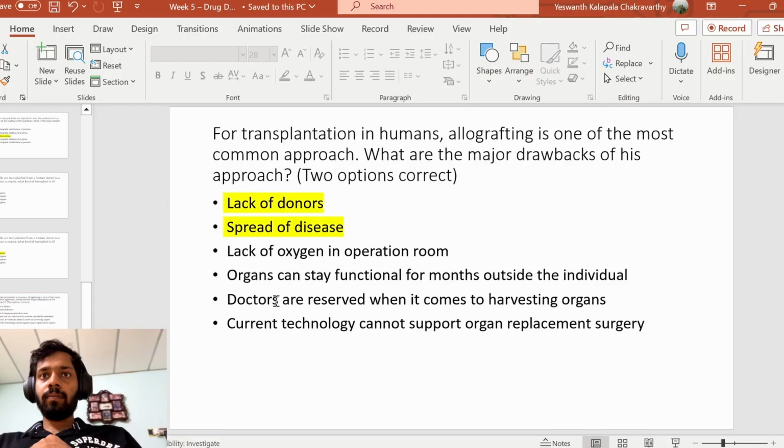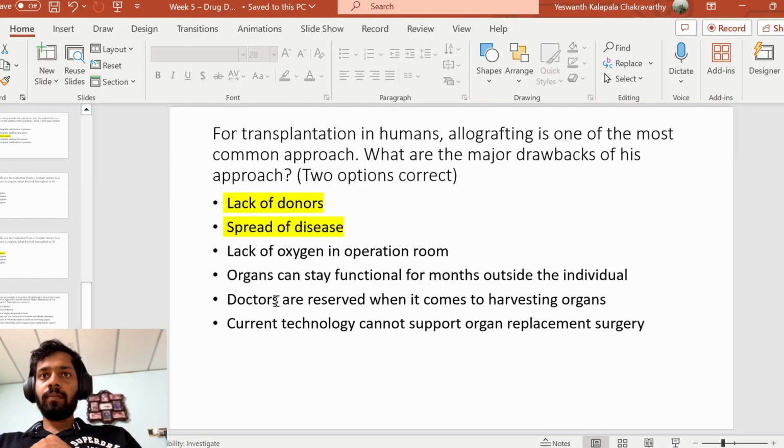Okay. So the next question reads, for transplantation in humans, allografting is one of the most common approach. What are the major drawbacks of this approach? So allografting is again within the same species from one individual to another individual. So what would be the most common drawback when you're doing this from one individual to the next individual? So you would need one donor and one recipient for this to happen, right? So recipients, even though they are huge in number, donors might not be very big in number. So in human transplantation, lack of donors is always a major problem.